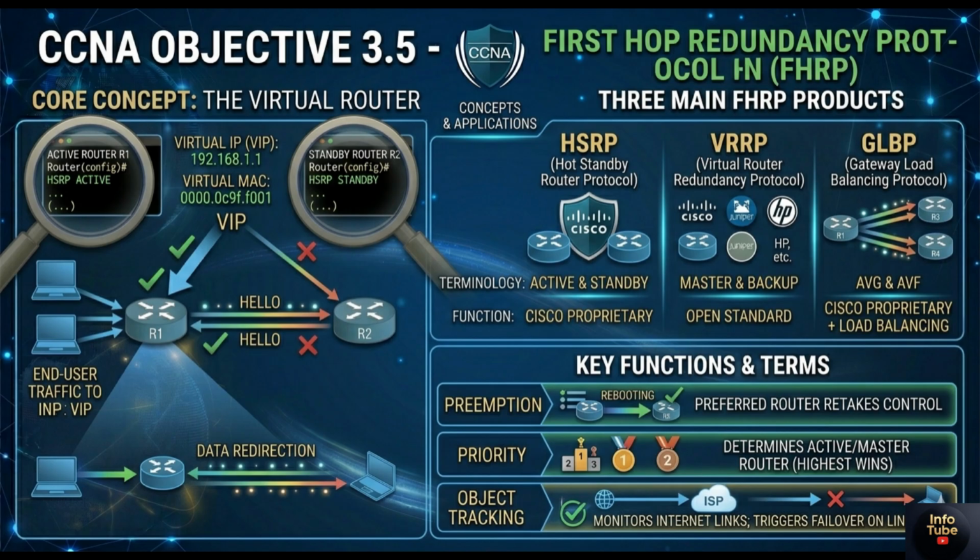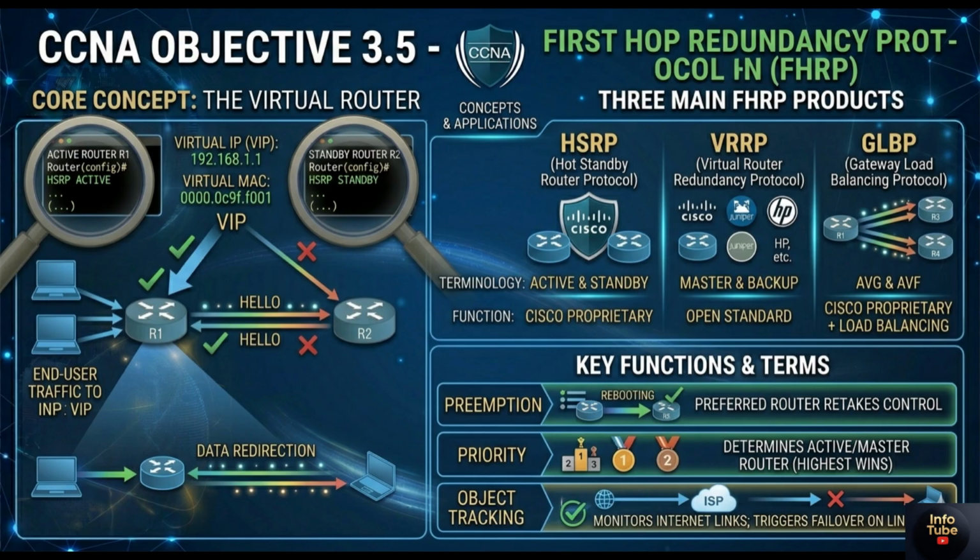3. GLBP, Gateway Load Balancing Protocol. Cisco proprietary. Another Cisco-only invention. The difference. While HSRP and VRRP usually leave one router sitting idle, wasted bandwidth, GLBP allows all routers in the group to forward traffic at the same time. It provides redundancy and load balancing.